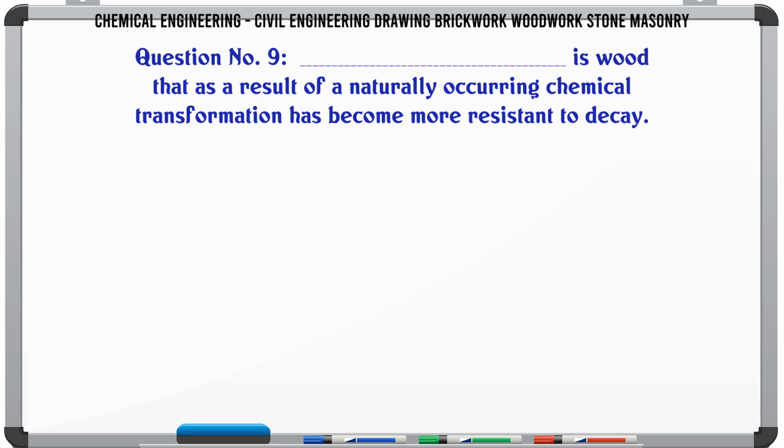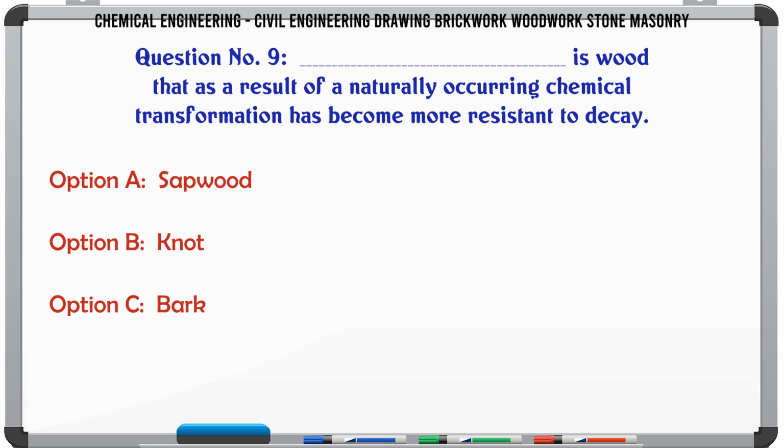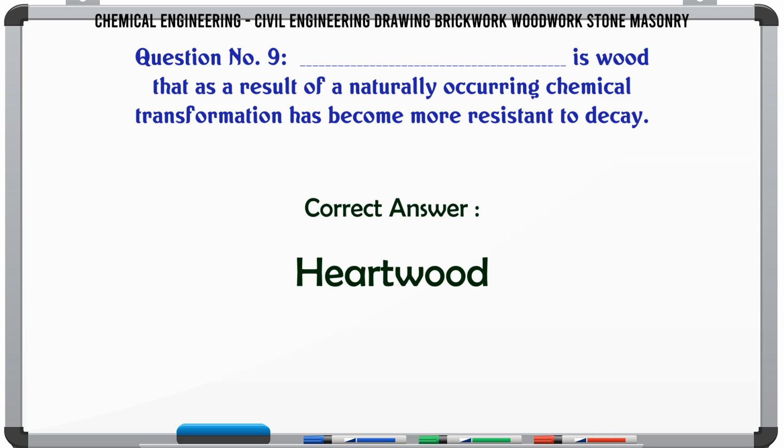___ is wood that, as a result of a naturally occurring chemical transformation, has become more resistant to decay. A. Sapwood. B. Knot. C. Bark. D. Heartwood. The correct answer is heartwood.